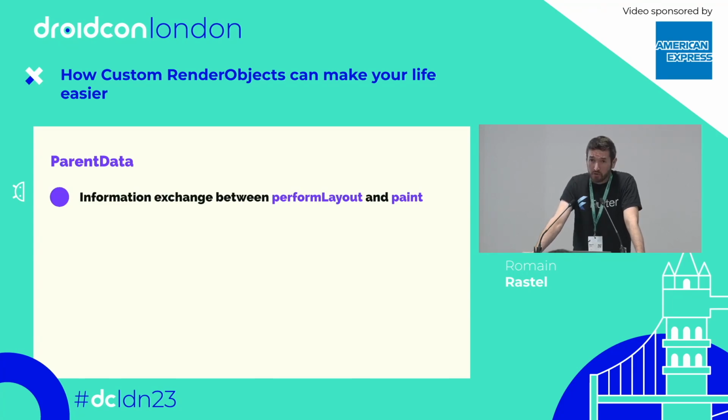And let's talk a little about parent data. When you create a render object with multiple children, you may want to store some data between the layout phase and the paint phase. To do that, every render object has a property called parentData, where the parent can store what you want. For example, you may want to store the position of the children you will compute in the performLayout, so that you will be able to get them in the paint phase and paint the children at the correct position.